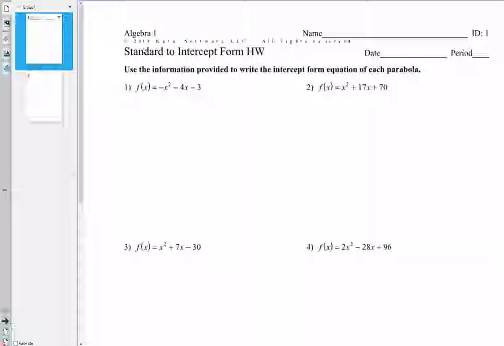Let's actually do this. Let me skip to number 2 because I'm looking at number 1. It's going to be a little more challenging. I don't want to confuse you right off the bat and then lose you after that. So let's go to number 2. How many terms do you see there? 3. And we should have learned before to identify A, B, and C when we're in standard form. What's A here? 1. What's B here? 17. And what's C?